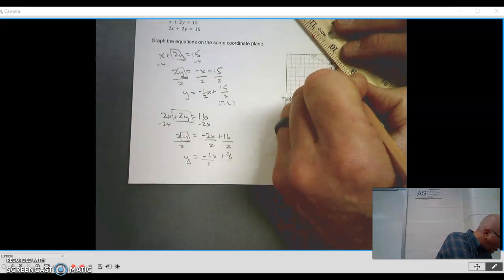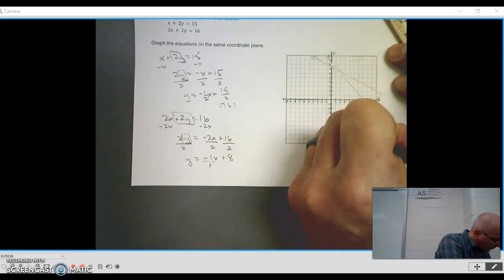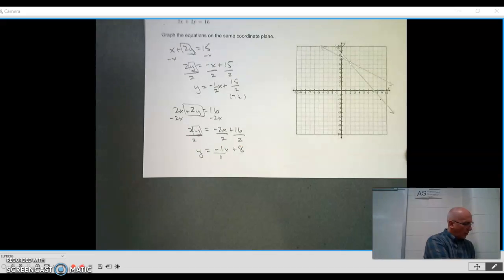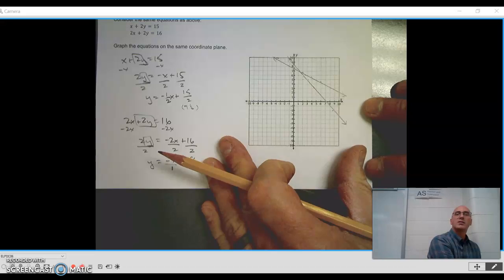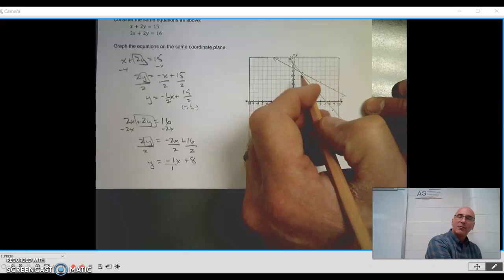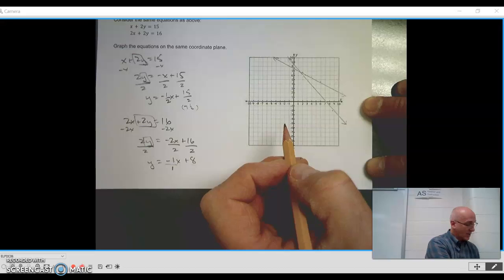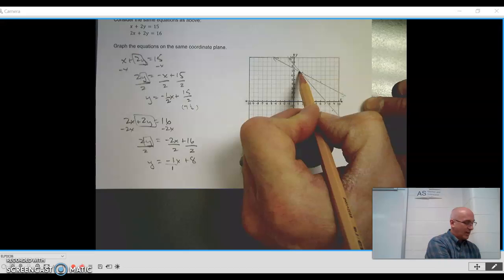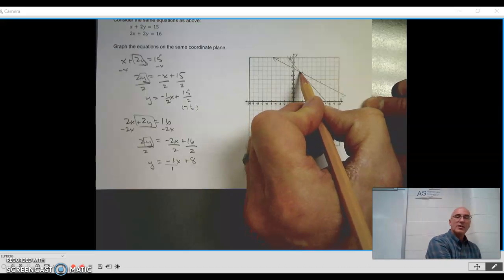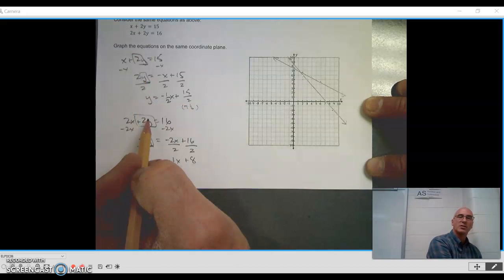And when we create our line, we see that these two lines cross at one point. And if you look carefully, now my graphing is not 100% accurate. Nobody's ever will be when you're drawing these things. But you can see that there is a point where the two lines intersect. That one point is the solution to both of these equations.